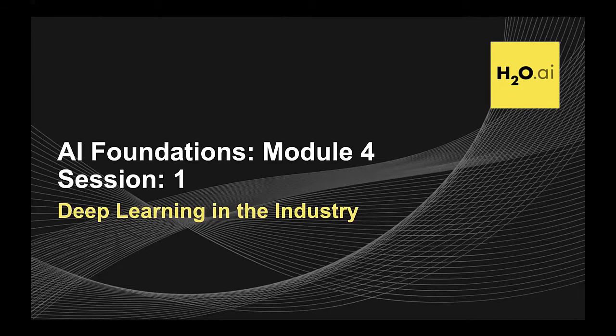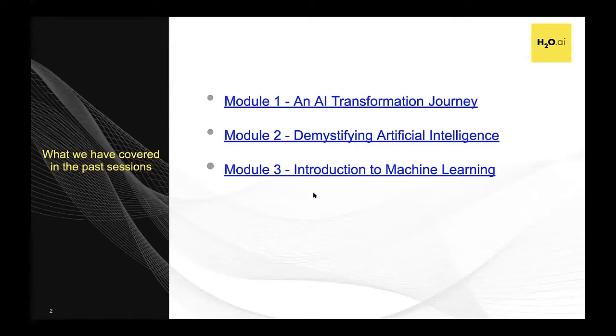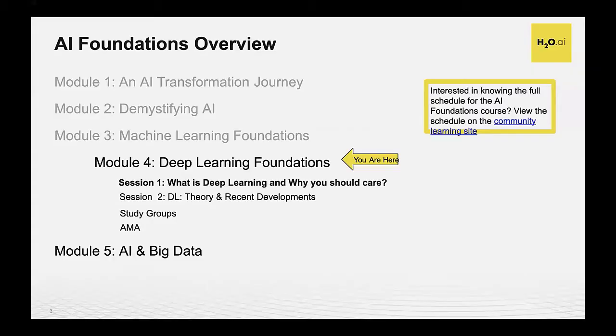Just as a reminder, this is module 4 and 3 modules have already been covered. To remind you, module 1 was about AI transformation journey, followed by demystifying artificial intelligence. Module 3 was an intro to machine learning where we got to know about a few algorithms, generally speaking, also what are the different categories inside of machine learning. And today we are at module 4, which is deep learning foundations.